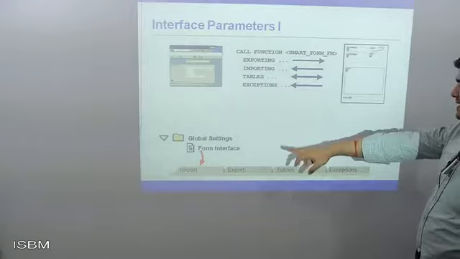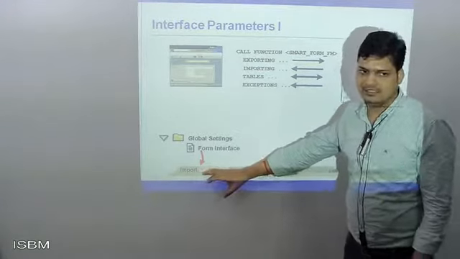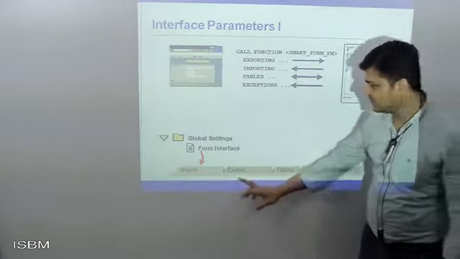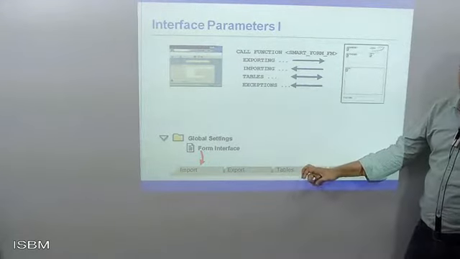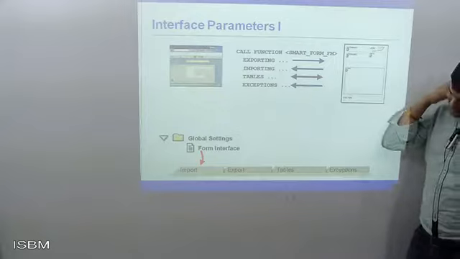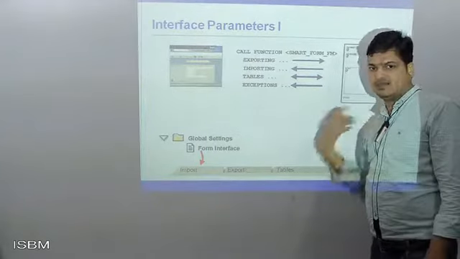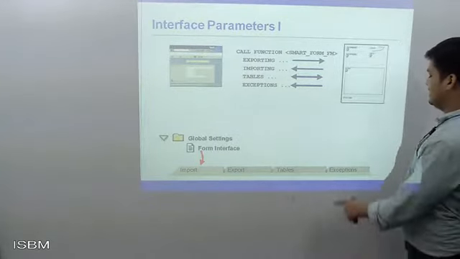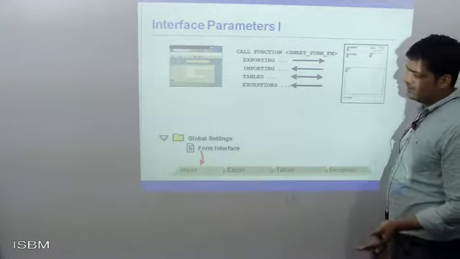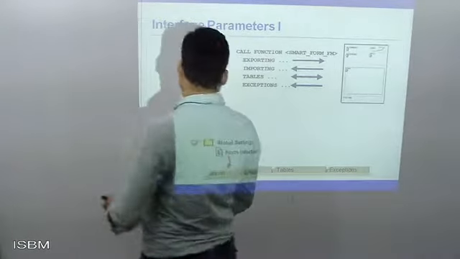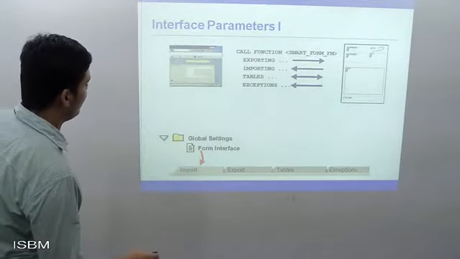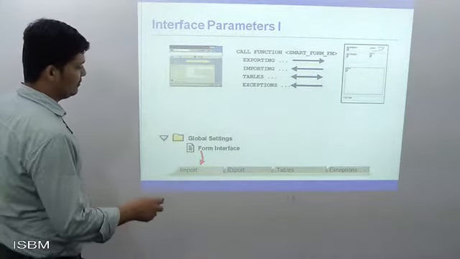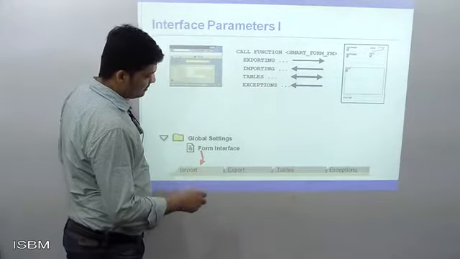See, in the global settings, in the form interface, we have this many options. We can import, we can export, there is a table option in which we can see the tables. We have exceptions. If we want to create some exceptions or events, we can create them over here. So in the form interface, basically we can import also, we can export also. So there is this much facility in the form interface in the global settings.